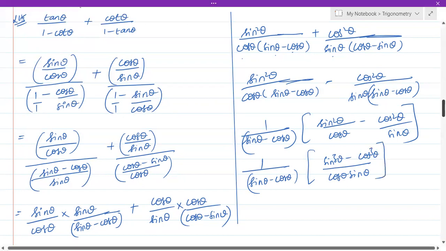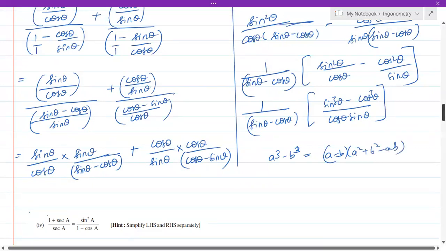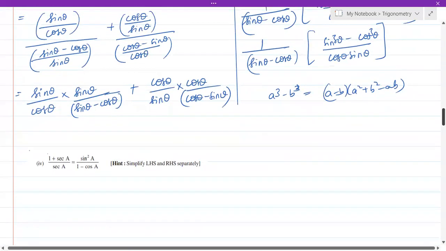Now, if you observe, sine cube theta minus cos cube theta is like a cube minus b cube, where a is sine theta and b is cos theta. What is a cube minus b cube? A minus b, a squared plus b squared minus ab. This is the formula. So let me use that. Okay, so what do we get?